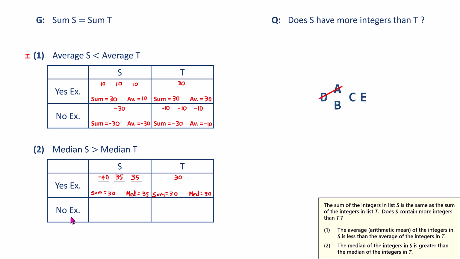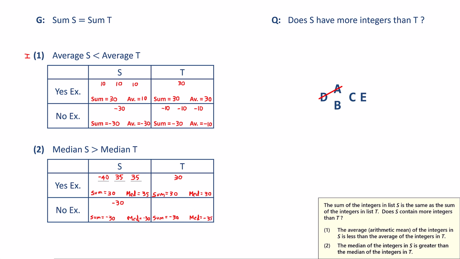For the no example, we can again follow what we did in statement 1 and say that list S consists of the single number negative 30. This implies that the sum for list S is also negative 30, and that the median is the same, negative 30. For list T, the sum again has to be the same as for list S, so it's going to be negative 30. As for the median of T, it has to be less than the median of S, which means that this median has to be less than negative 30. So let's say that it's negative 35.